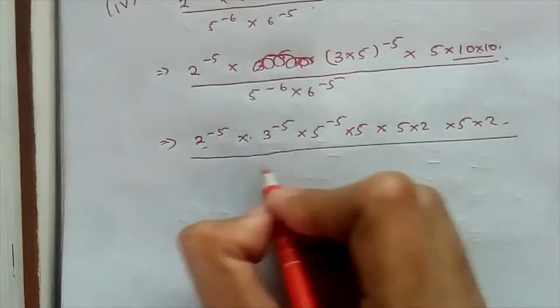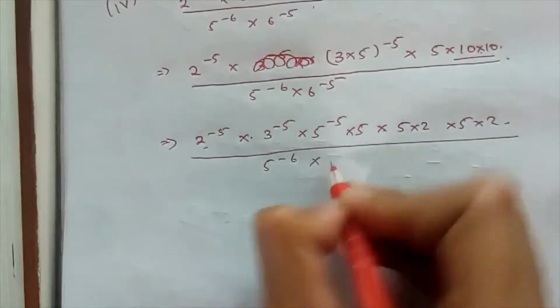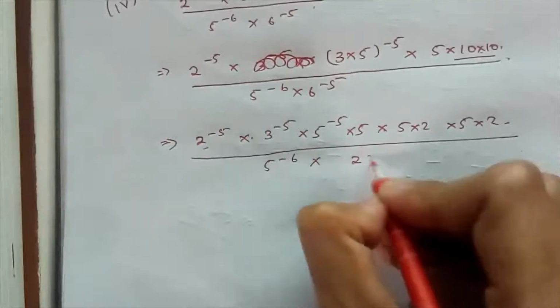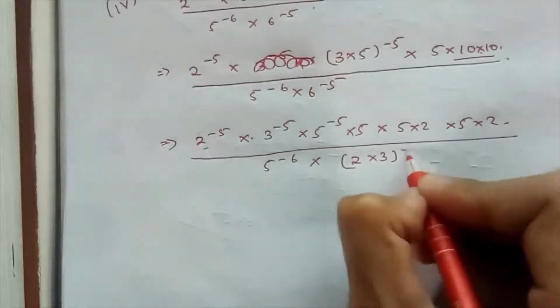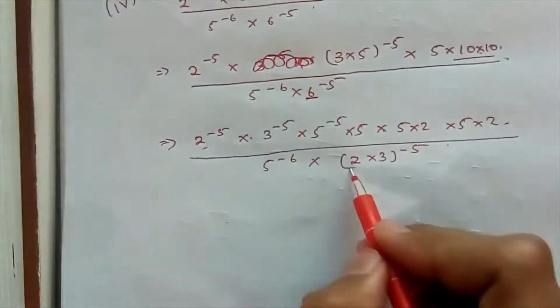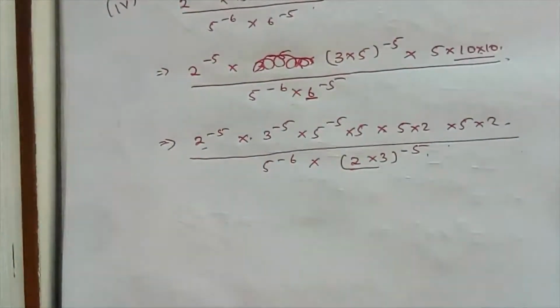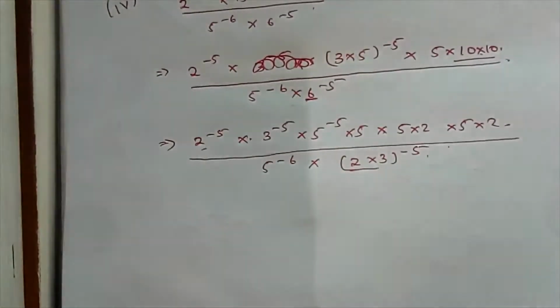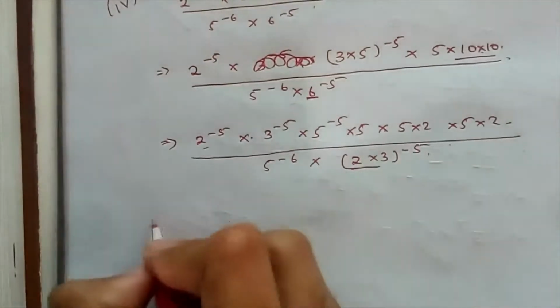Here 5 to the power minus 6 into 2 into 3 whole to the power minus 5. We have divided 6 into 2 parts, 2 into 3 is 6. Done. Let's quickly solve it.